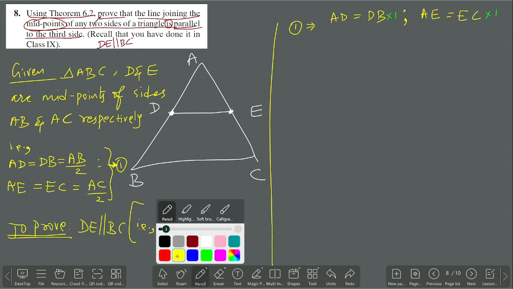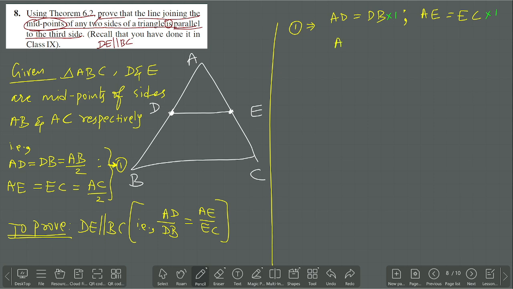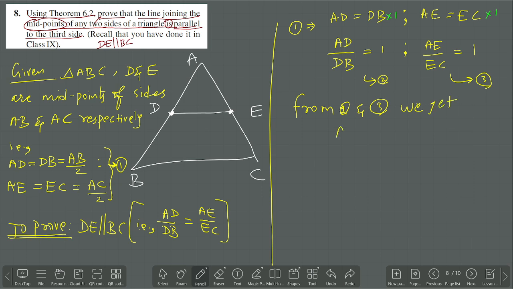Now, when we divide by DB, what is this side? 1. Am I right? In the same manner here, AE divided by EC equal to 1. This I'm taking as result 2 and result 3. In both 2 and 3, the right hand side is 1, so the right hand side is the same. What about the left hand side? It is the same, that means equal. So from 2 and 3, we get AD divided by DB equal to AE divided by EC.